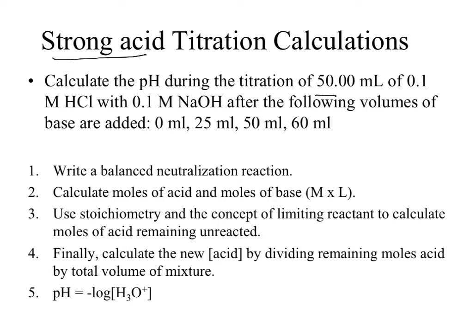We have 50 milliliters of a 0.1 molar solution of hydrochloric acid. Obviously, it's not an unknown in this problem. And we are titrating it with 0.1 molar sodium hydroxide. Now, the first thing I do in any type of titration is look at the relative concentrations of base and acid. The easiest type of problem is when the concentrations equal each other.